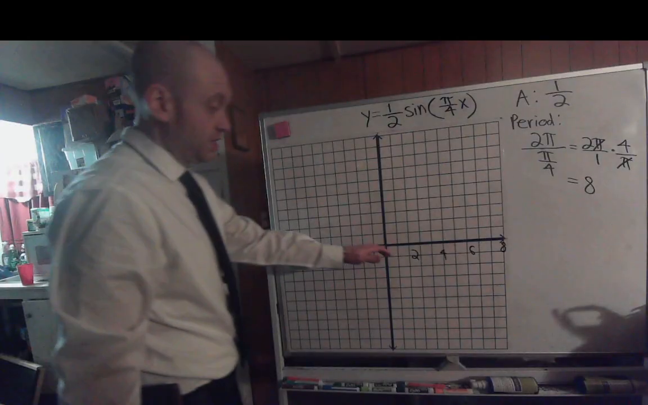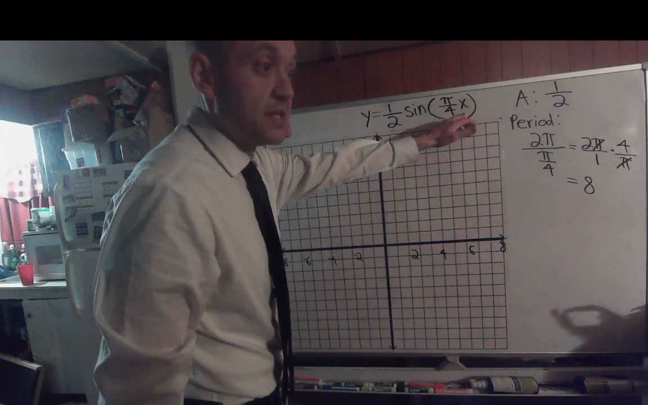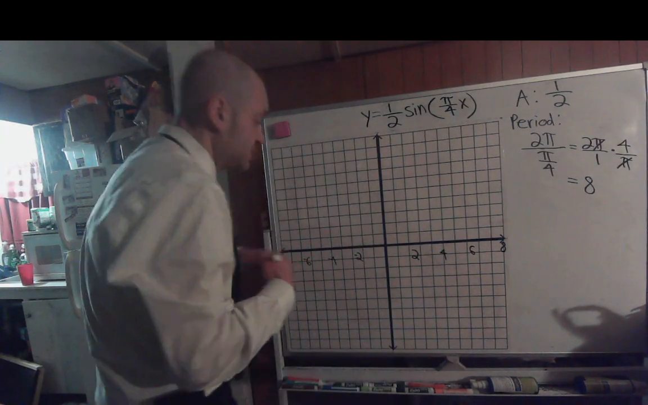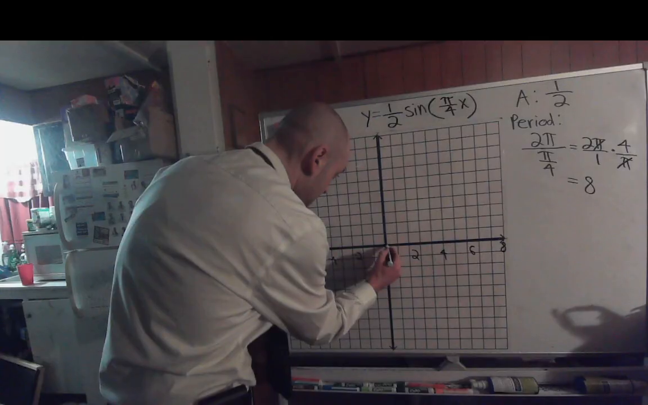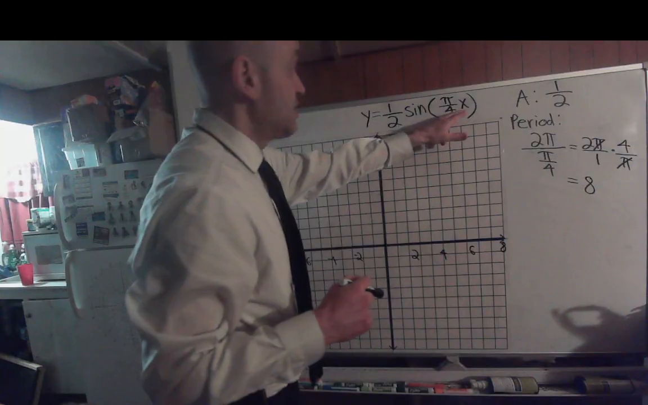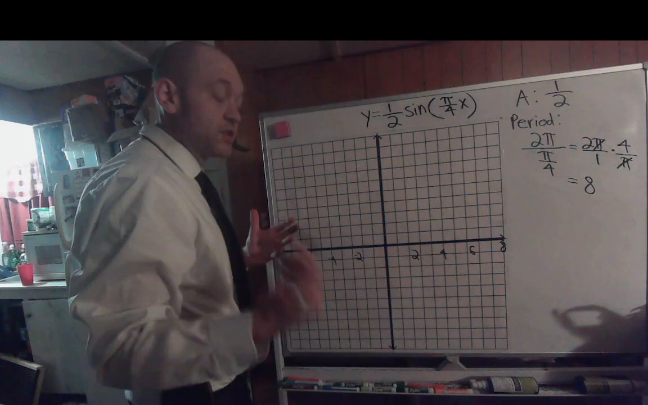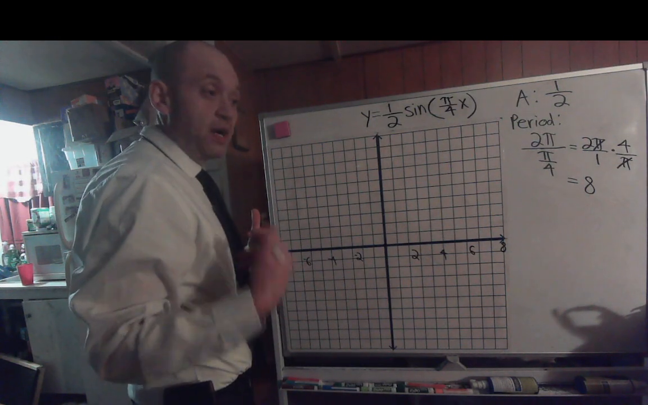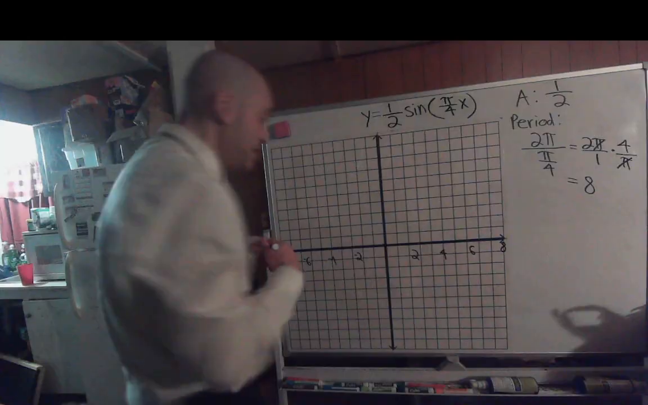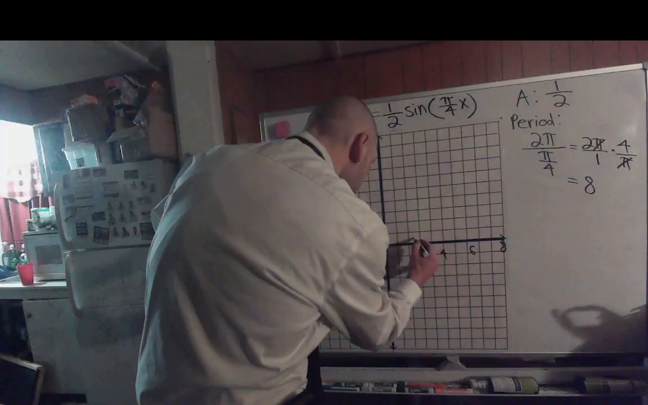Well, let's still put in 0 for the x. Sine of 0 is 0 times the half is still 0. That hasn't changed. Now let's put in 2. If I put in 2 for x, that'd be pi over 4 times 2, which is pi over 2. Sine of pi over 2 is 1 times half is going to be 1/2. That'll put me out here.